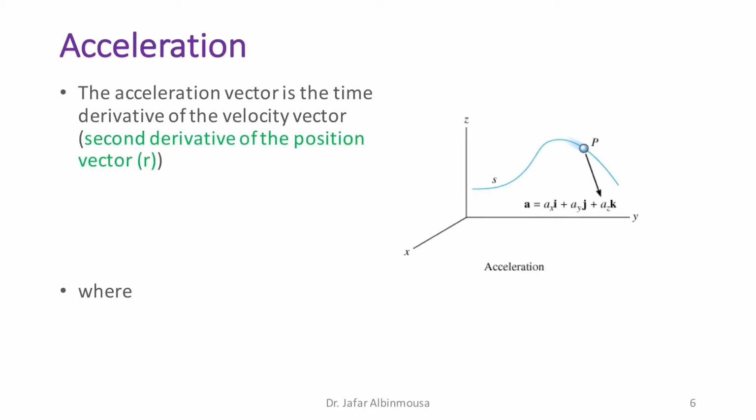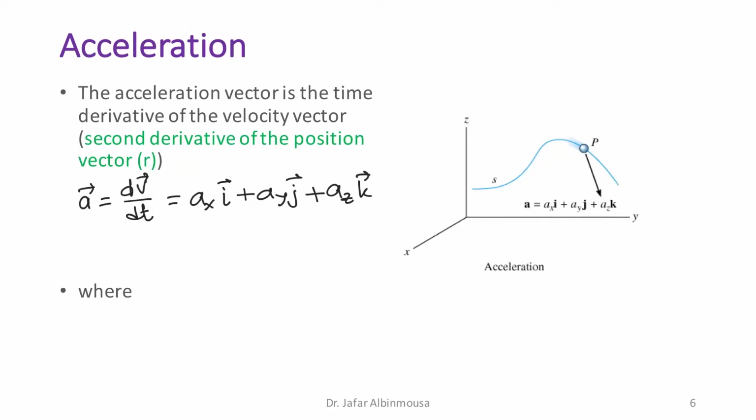Now, finally, let's move on to the acceleration. So the acceleration is not different. It is the time derivative of the velocity vector, or the second derivative of the position vector r. So if we want to write that, then we will have the acceleration as a vector equal to the derivative of the velocity vector with respect to time, which is going to give you ax i plus ay j plus az k.